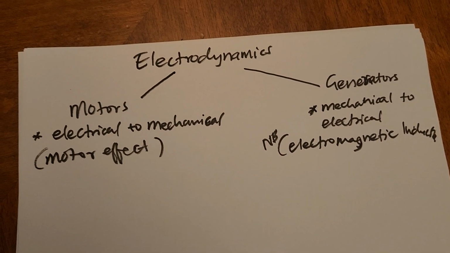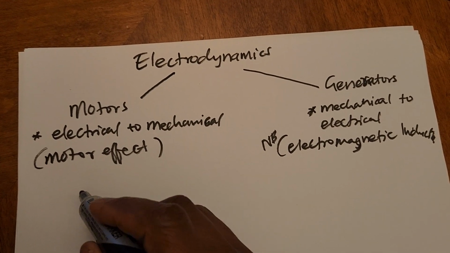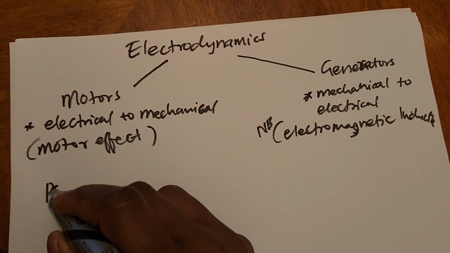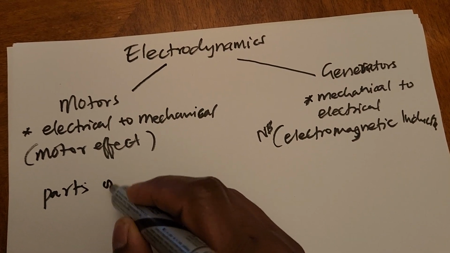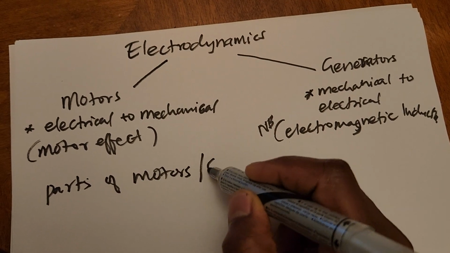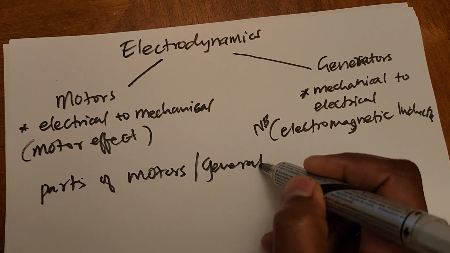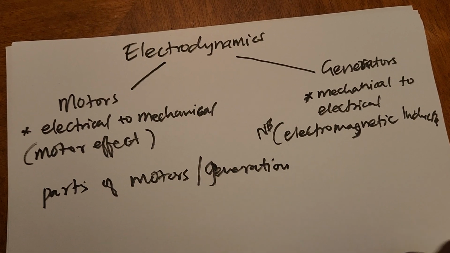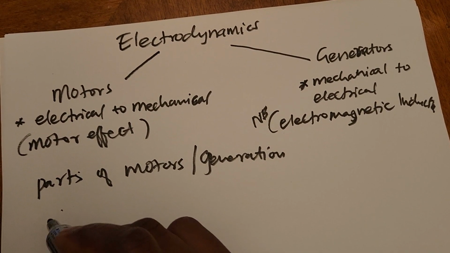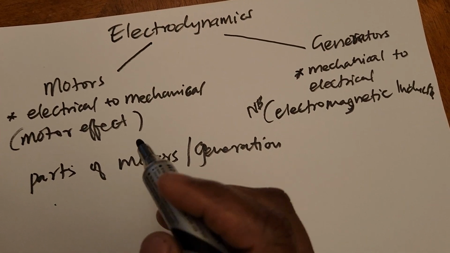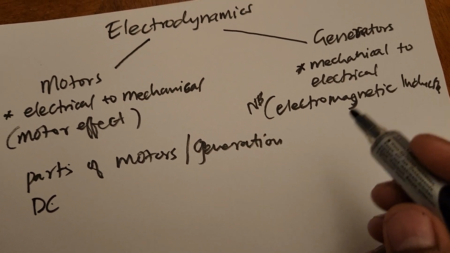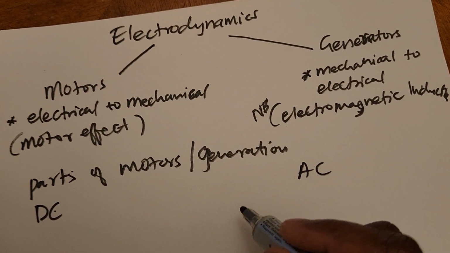The other difference will be just the parts, the parts of motors and generators. Motors or generators, they are almost the same. The difference is just the output. The arrangement will be the same. Let's start with the DC motor or generator. We'll talk about the AC ones this side.